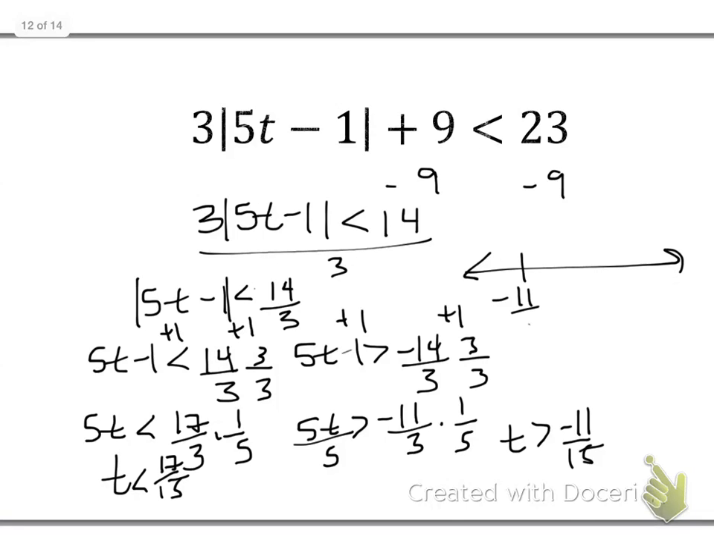So negative 11 over 15, 17 over 15. They are open dots. This one is shaded to the right. This one is shaded to the left.